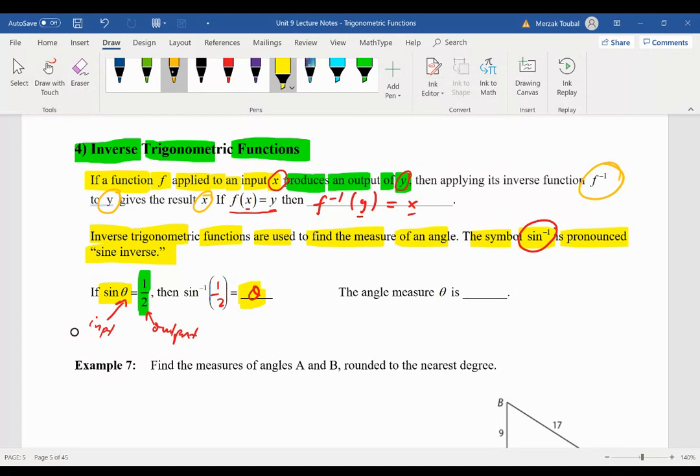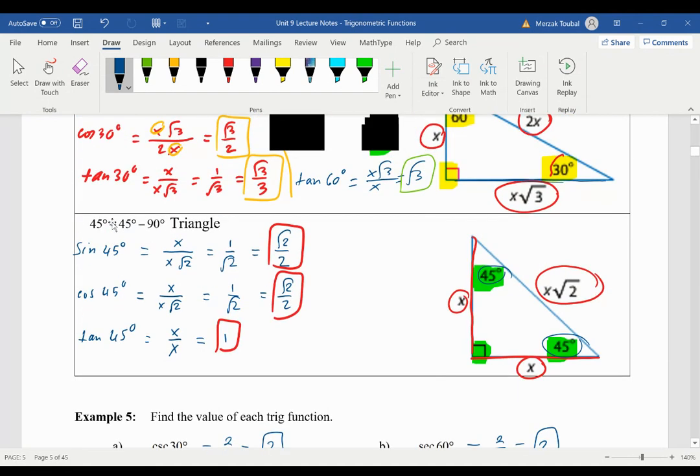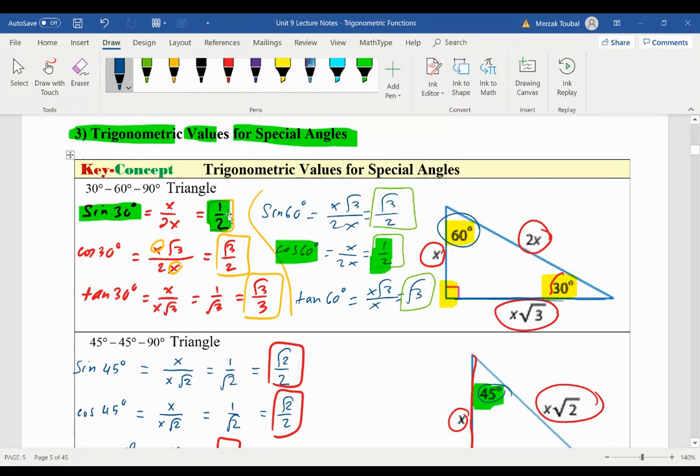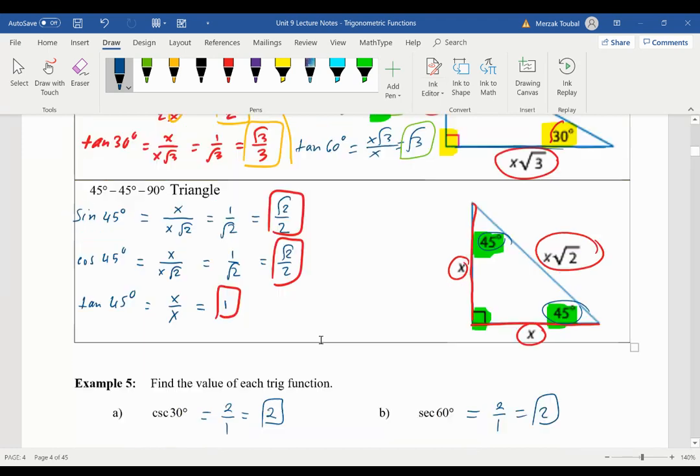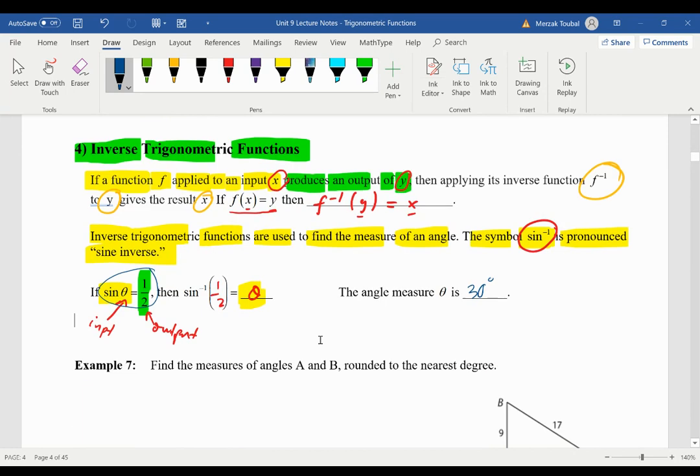Now in this case, sine theta equals 1/2. That's true when theta is 30 degrees. If we go back over here, sine 30 degrees is 1/2. So sine inverse of 1/2 is 30 degrees. So the angle is simply 30 degrees.